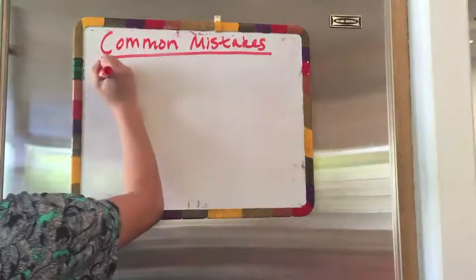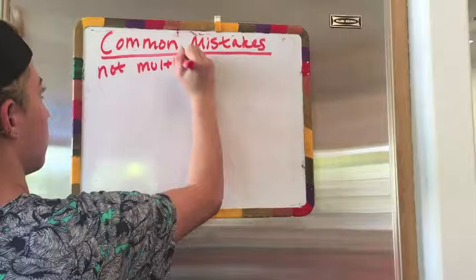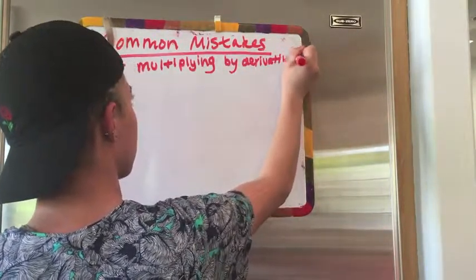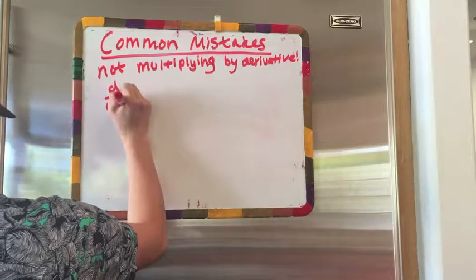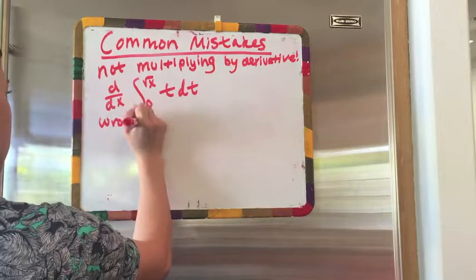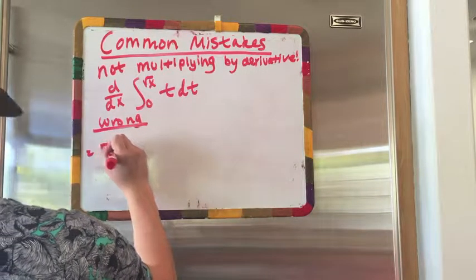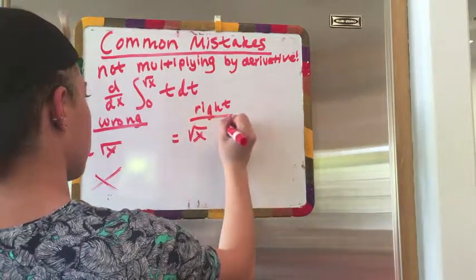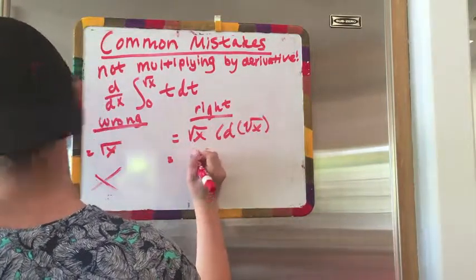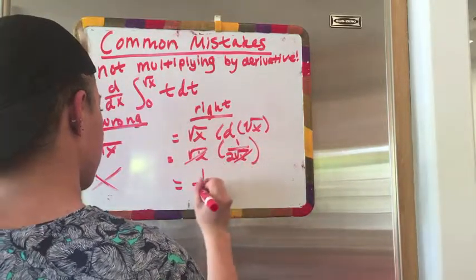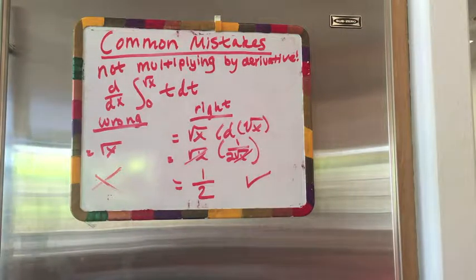Another common mistake when people are doing the fundamental theorem of calculus is that they don't multiply by the derivative. They just plug it straight in and go, which will also get you an incorrect answer. So for example, if it's the integral from 0 to square root of x of t dt, they would just write square root of x, but that will not get you the correct answer. So the right way is square root of x times the derivative of square root of x, which is 1 over 2 square root of x, and so the answer is 1 half rather than just square root of x.